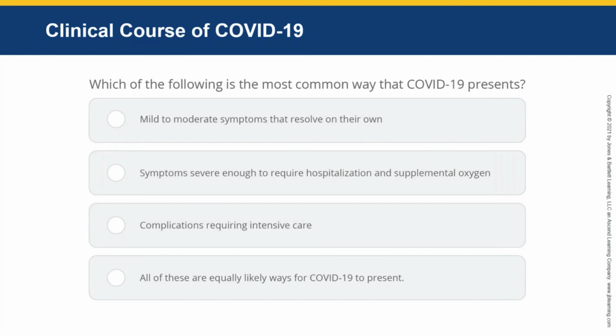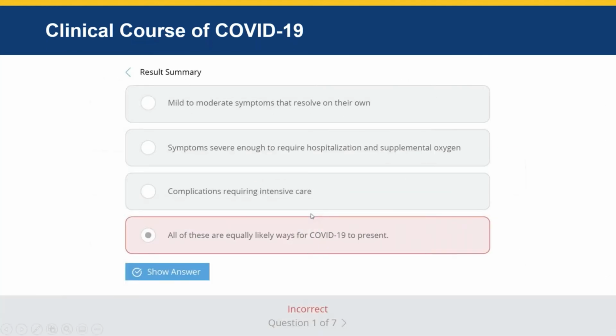And they look like this: which of the following is the most common way that COVID-19 presents? Mild to moderate symptoms that resolve on their own, severe symptoms severe enough to require hospitalization and supplemental oxygen, complications requiring intensive care, or all of these are equally likely ways for COVID-19 to present. The students can click on one of these, and the next slide shows what happens when you get the wrong answer.